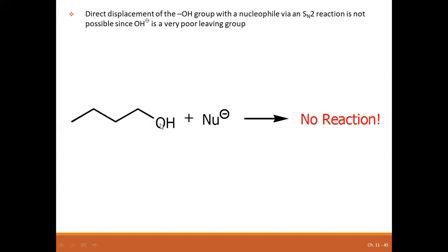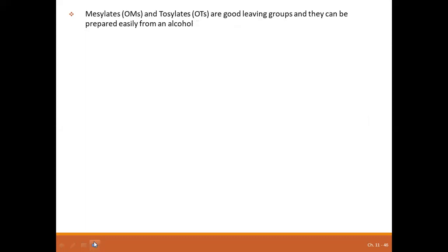So there is a reason for it. There is a driving force for OH to leave, since it needs to disperse the positive charge. But otherwise, the reaction will not proceed. So we need to convert OH minus, or OH, into a better leaving group first before the reaction proceeds.